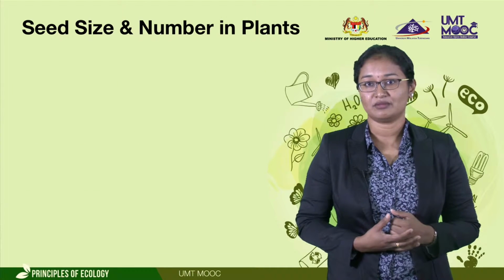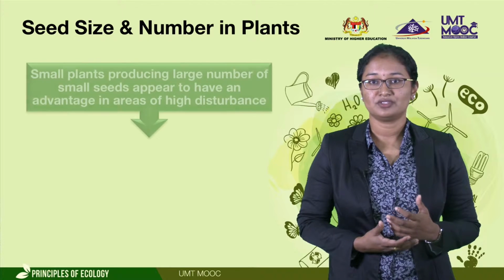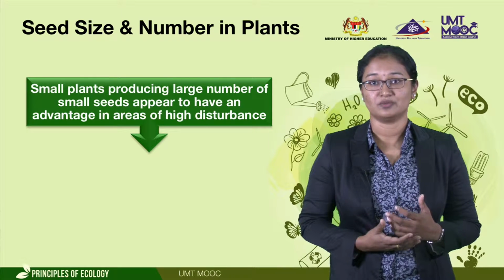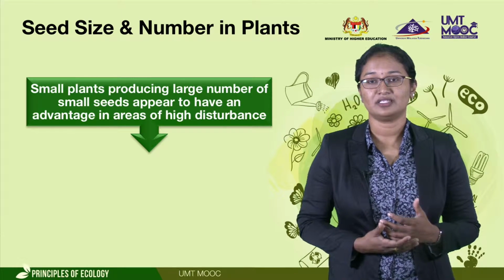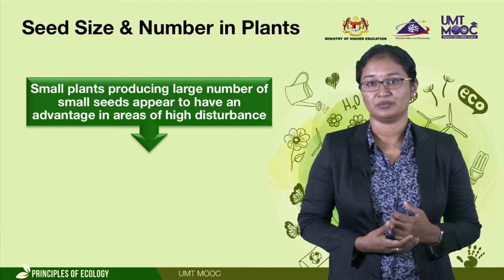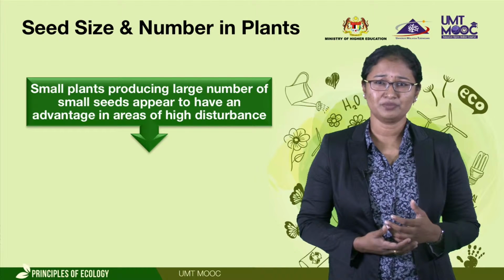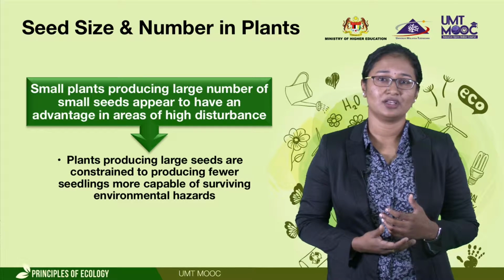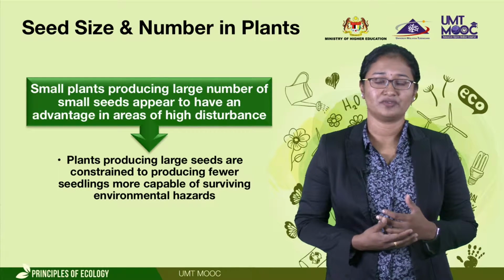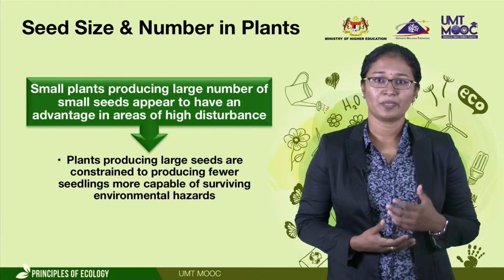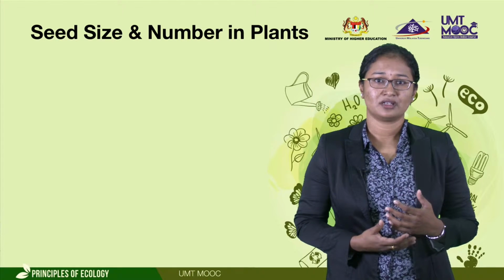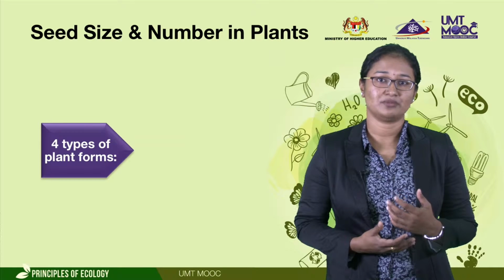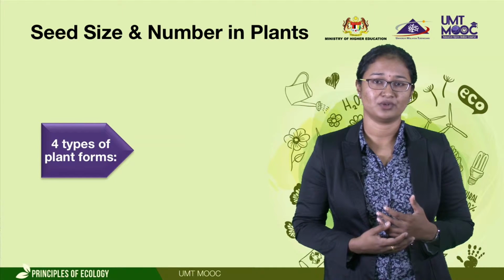Seed size and numbers in plants. Small plants reproducing a large number of small seeds appear to have an advantage in areas of high disturbance. Plants producing large seeds are constrained to produce fewer seedlings, which are more capable of surviving environmental hazards. There are four types of plant forms.